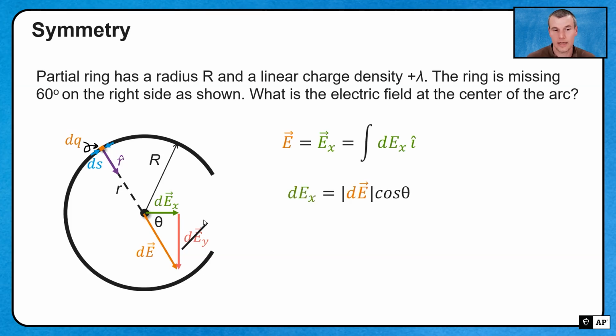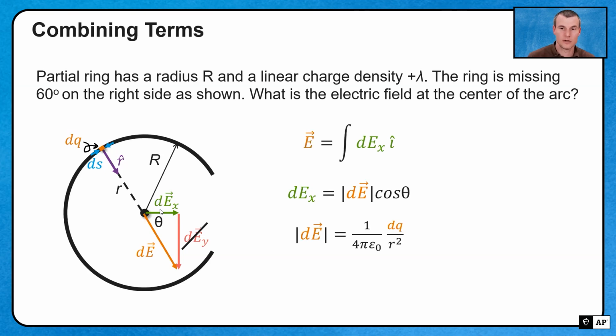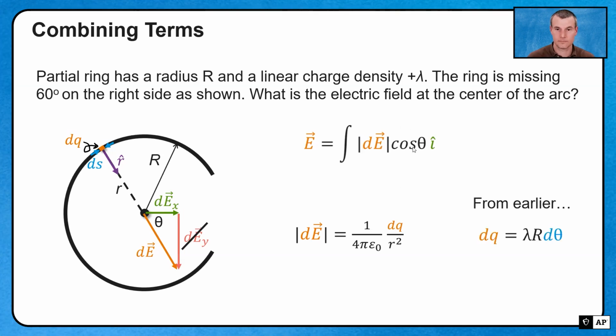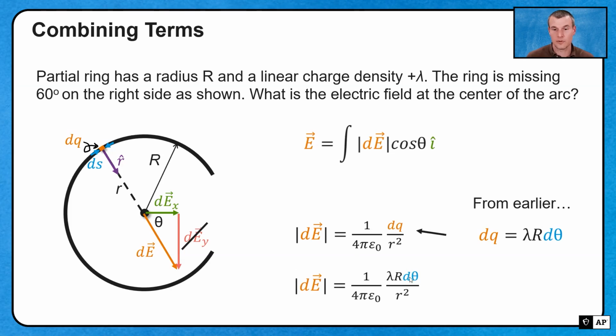So once again, looking at our theta and our adjacent side, which is our x component, we do cosine, making our substitution. And as we plug that in, we're going to get an equation that looks like this. We're trying to find our electric field that's just the sum of all those little dEx elements, which can be written in terms of cosine theta. From earlier, we know what our dq is. So if we plug that in, ta-da, we're going to get this for the magnitude of our differential electric field element in terms of our d theta.